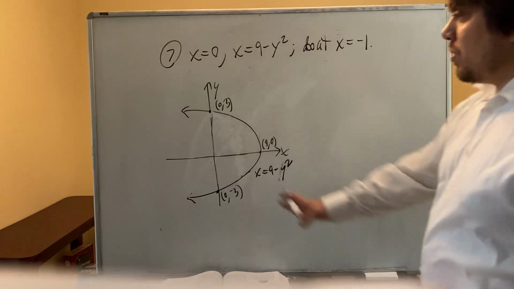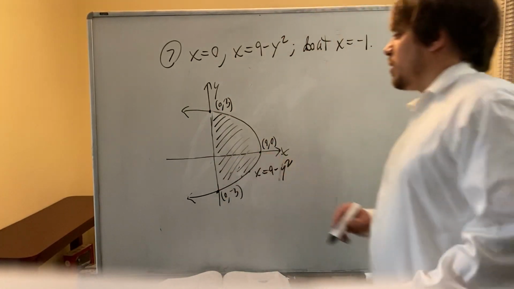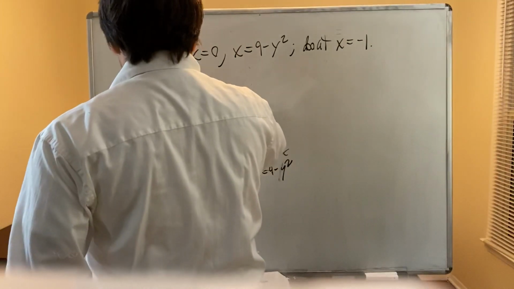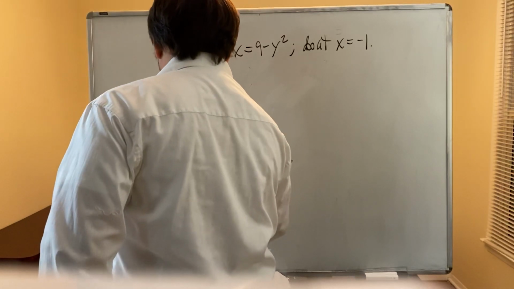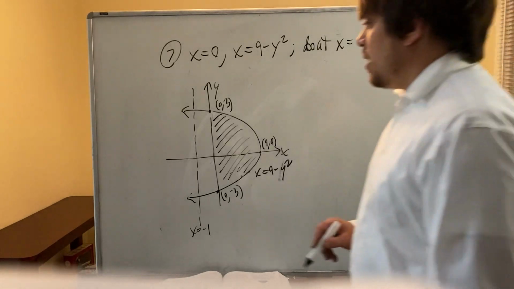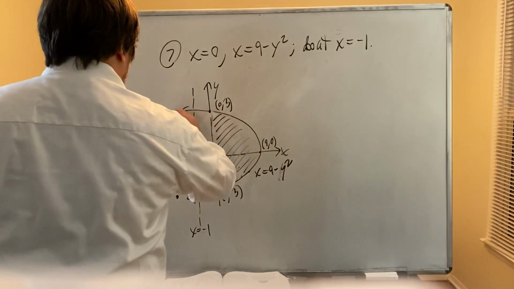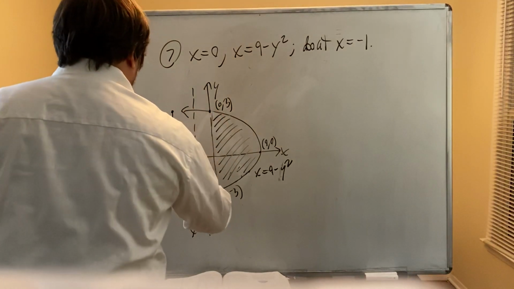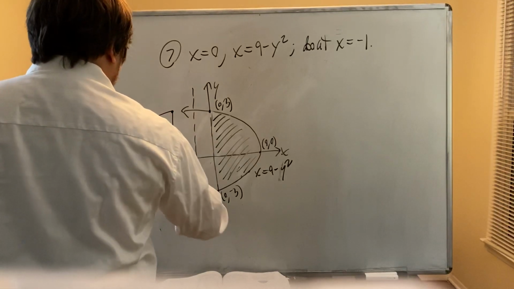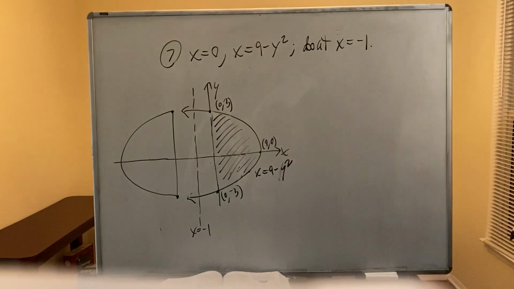Okay, and x equals 0, again, is the y-axis. And so the region bounded by those two curves is this region here. I'm going to rotate this about the line x equals -1. That's the line x equals -1. And so when you rotate that, you get this point, and you get this point. Okay, and so that's the mirror image of that shaded region about the line x equals -1.